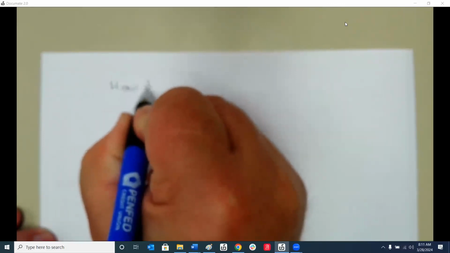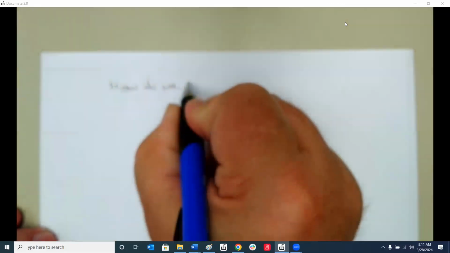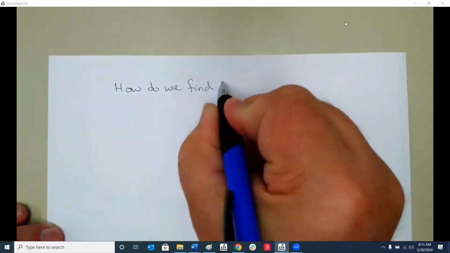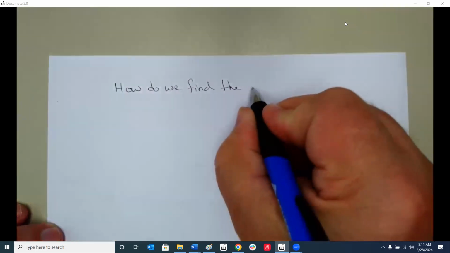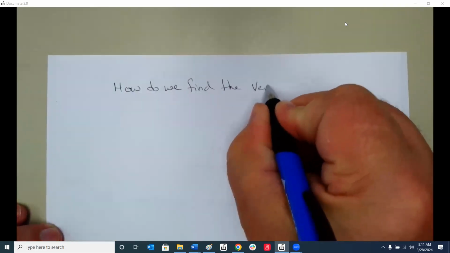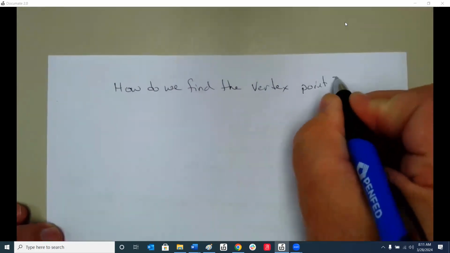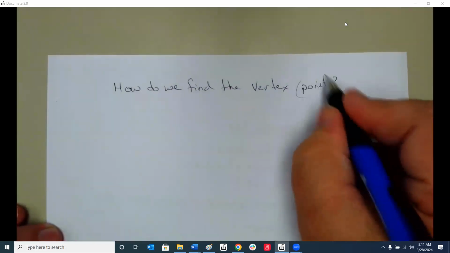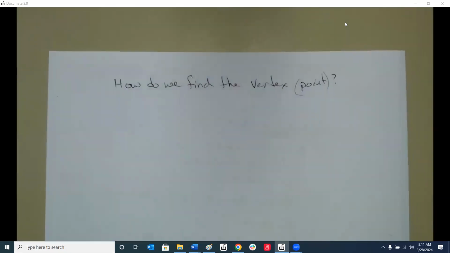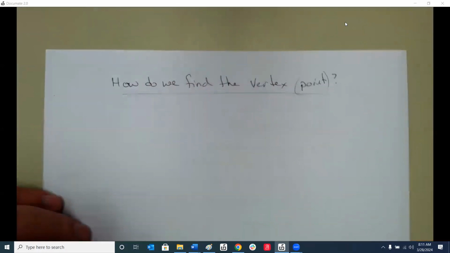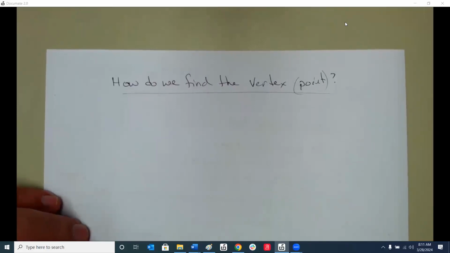So the first question I have is, how do we find the vertex point? Well, I should say the vertex itself. How do we find the vertex using calculus?